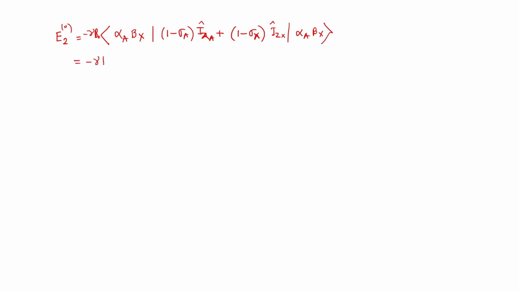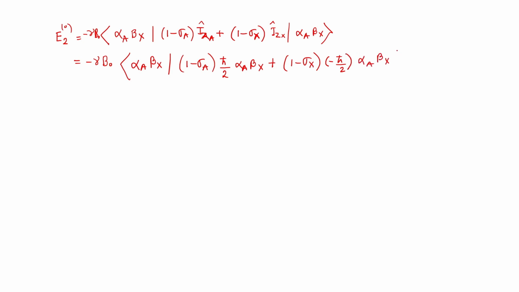Now here something is going to be a little bit tricky, that is 1 minus sigma A working on the same, so it is going to be alpha A, but h cut by 2 alpha A beta x, then 1 minus sigma x, minus h cut by 2, right here, alpha A beta x.